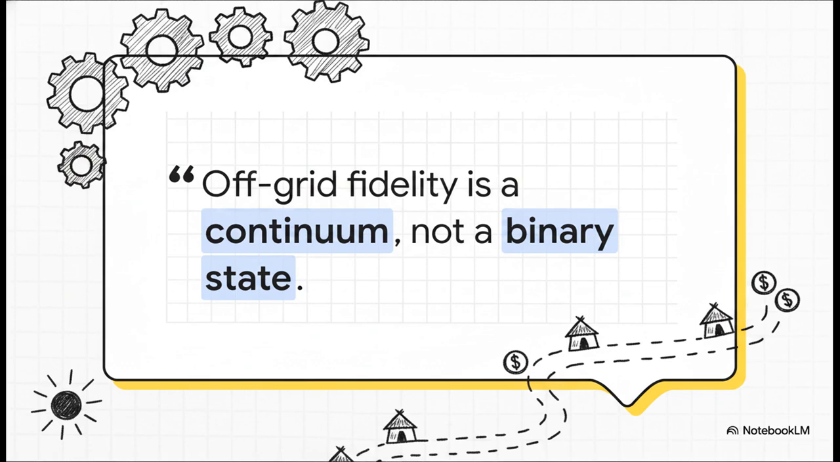But as the researcher points out in this quote, off-grid fidelity is a continuum. It's not a simple on or off switch. The goal for an institutional designer isn't to just be perfectly primitive for the sake of it. The real goal is to target an optimal zone, one that maximizes independence from the digital matrix while still providing genuinely useful financial services to everyday people in their community.